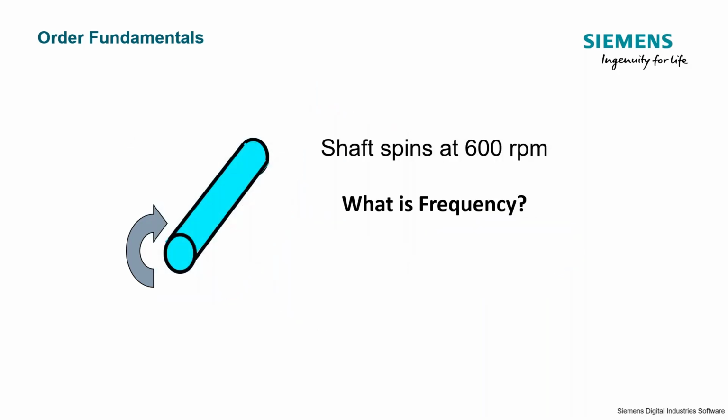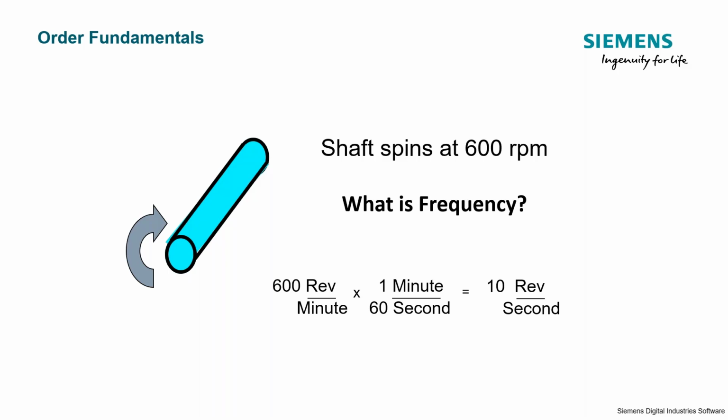And let's say based on that reference shaft, it's spinning at 600 RPM. If we look at that shaft at 600 RPM, we can figure out the frequency because we have 600 rotations per minute. So we do some unit conversion here. 600 revolutions per minute is equal to 1 divided by 60, minute divided by second, right? So we convert that to revolutions per second, and then we have 10 revolutions per second.